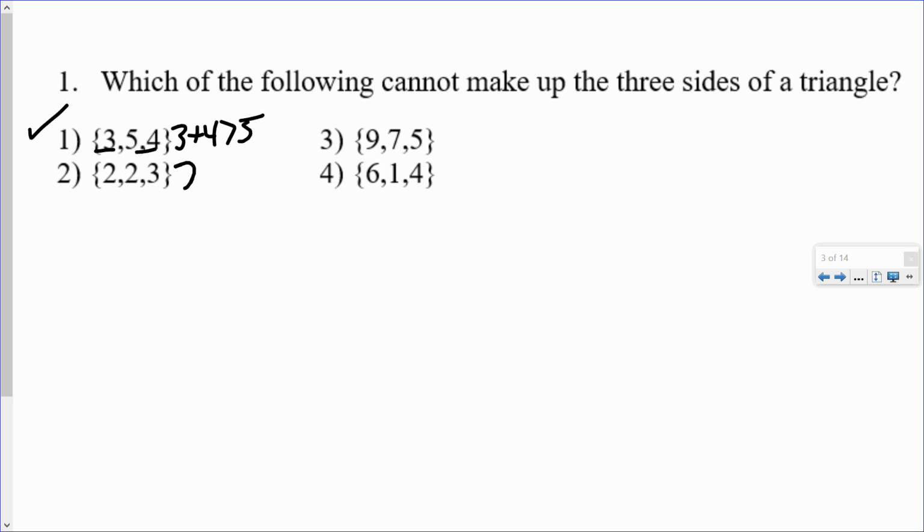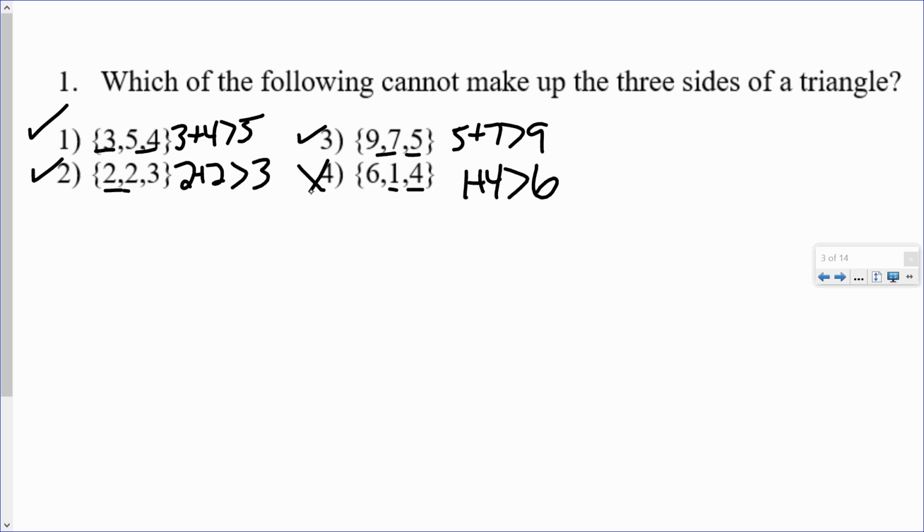My two smallest sides, 2 and 2. Are those greater than the third side? Yes. 4 is greater than 3. My two smallest sides, 5 and 7, is greater than the third side. Yes. 12 is greater than 9. My two smallest sides, 1 and 4, is greater than 6? No. 1 and 4 is 5. 5 is not greater than 6.